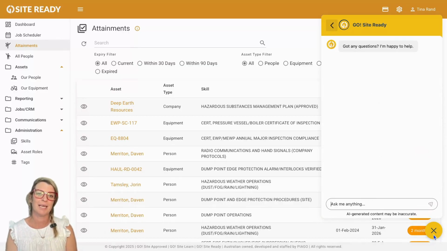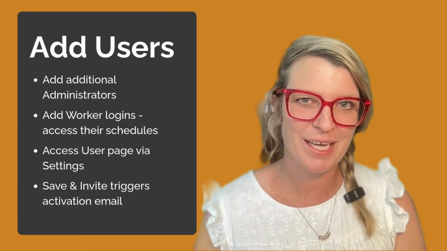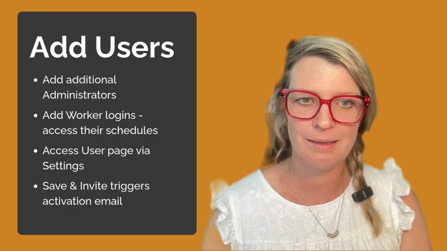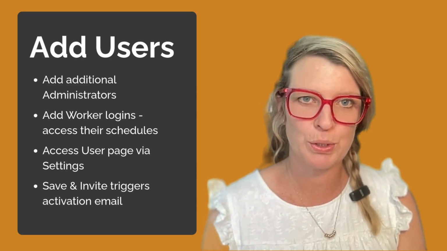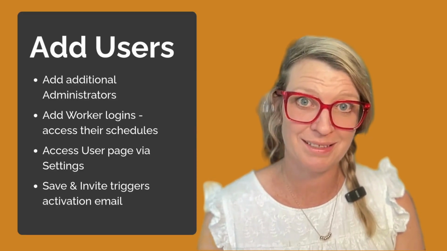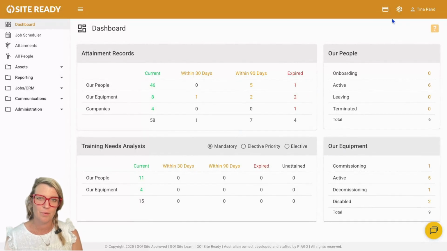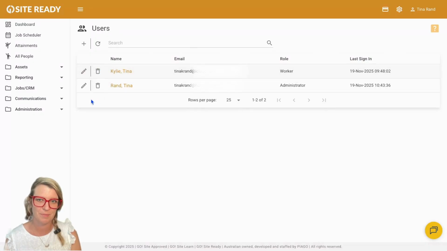Once you know where to get help, the next step is getting your team into GOSiteReady. Now that you know where to find help inside GOSiteReady, let's look at how you can invite other administrators who might also be working in GOSiteReady, and of course, worker logins. We're going to be heading to the settings page and then opening the users page.